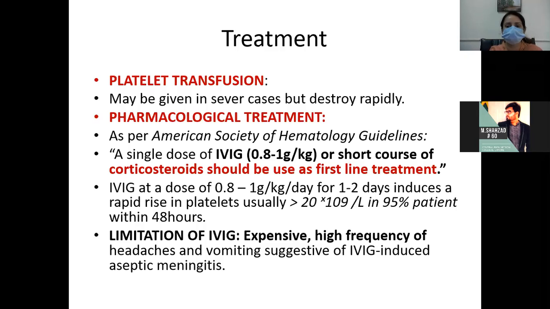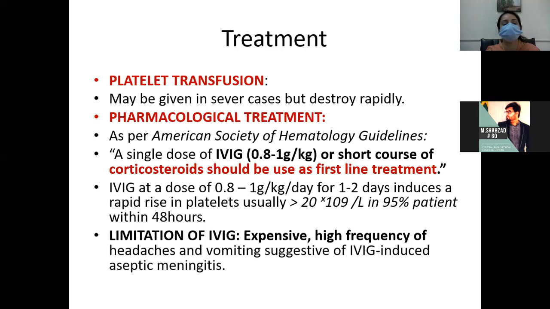The second thing is pharmacological treatment. Pharmacological means we can use some drugs to increase the count of these platelets. As per American Society of Hematology guidelines, a single dose of intravenous immunoglobulin 0.8 to 1 gram per kg or a short course of steroids. Steroids are very important to increase the number of platelets in these patients. So we can also give a short course of corticosteroids. They should be used as first line treatment in these patients.